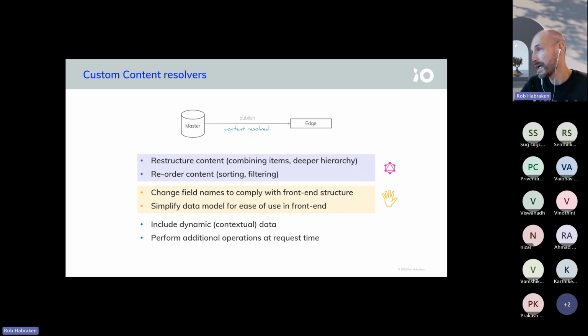The second one is modifying the data model, maybe to make it more compliant with what the front-end developers would expect to get, simplifying the data model, but also maybe changing field names.